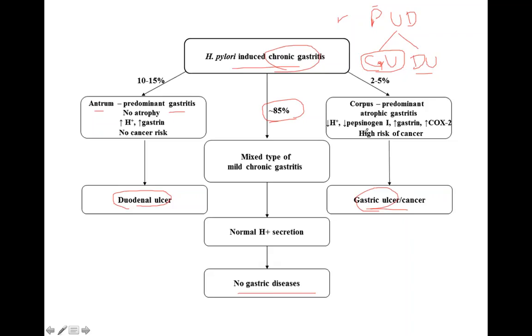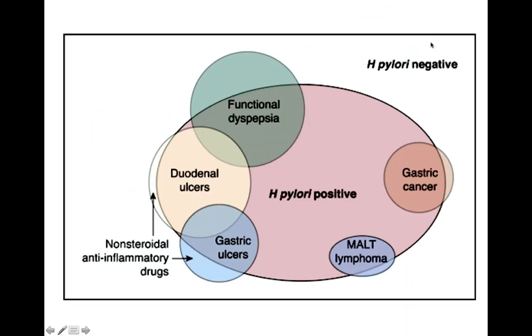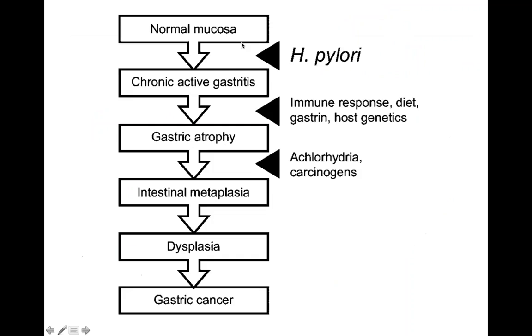And as you can see, it can lead to maltoma also. H. pylori infection, low grade maltoma. So this is the route of infection: atrophy, intestinal metaplasia, dysplasia, and gastric cancer, which I just told. If the infection persists, there is atrophy, then intestinal metaplasia, in which squamous epithelium is replaced by columnar, and then dysplasia, and then ultimately gastric cancer.